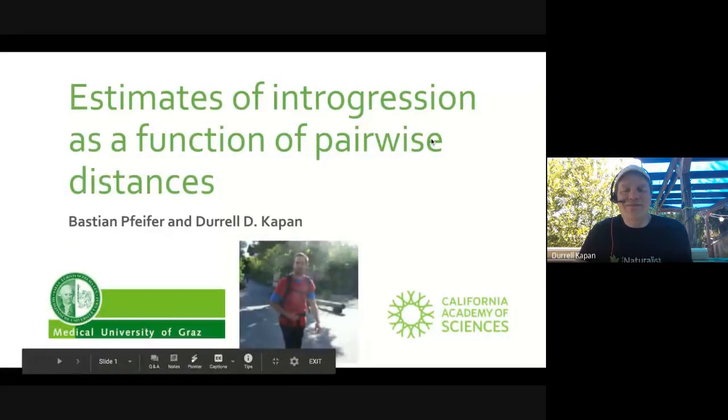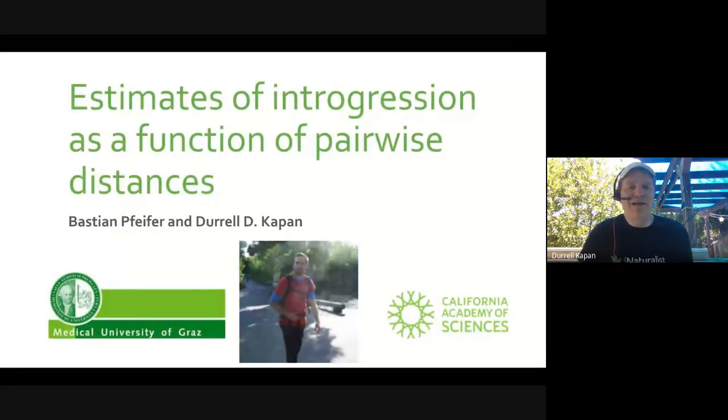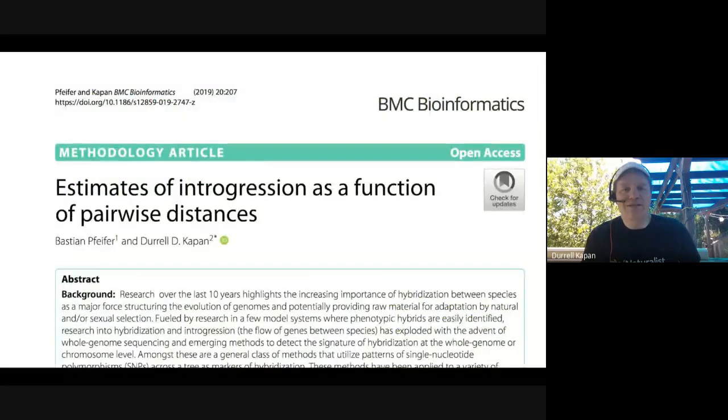Okay, so all of this work is the result of a collaboration with a person that I've never met in person, named Bastian Pfeiffer, and he's in Austria at the Medical University of Graz, and it wouldn't be possible without him. It's also due in large part to the amazing open source community around the R software platform. Let me get straight to it.